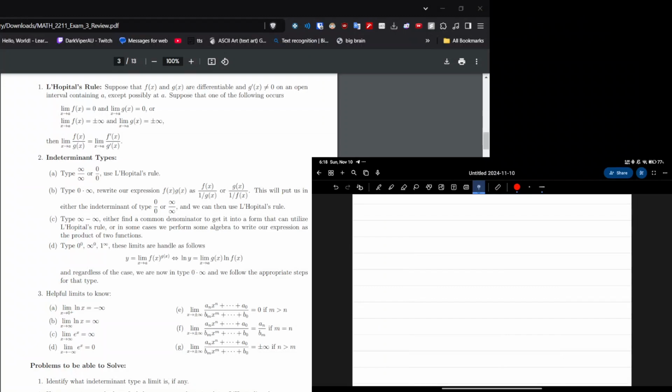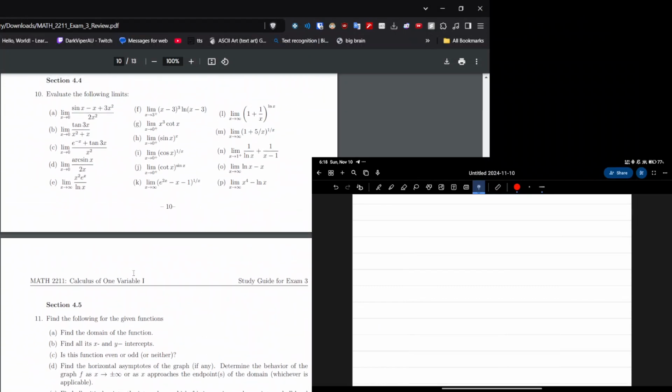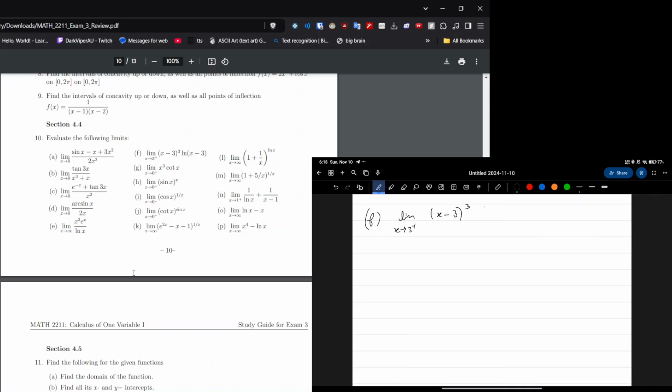Alright. Let's pick an example over here. 0 times infinite. So let's pick f. So f is the limit as x goes to 3 from the right of (x minus 3) cubed times log of (x minus 3). Now, generally, let me take this question first.